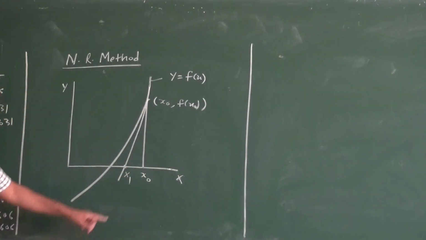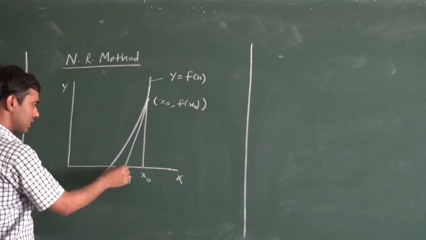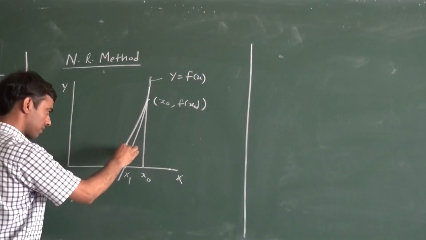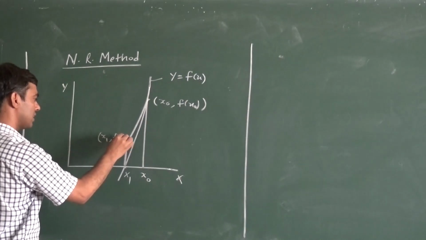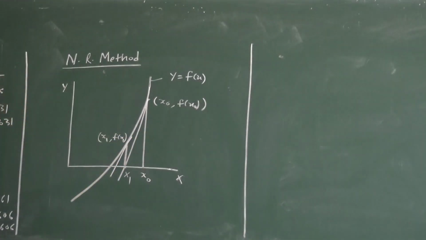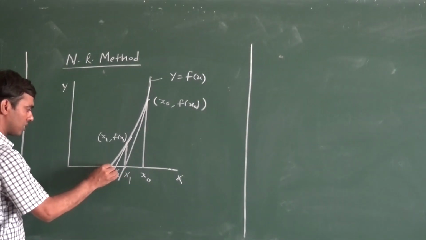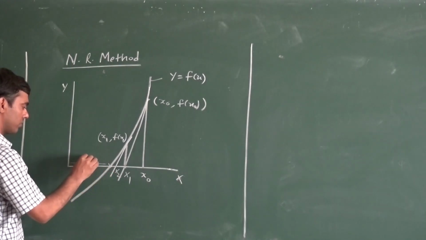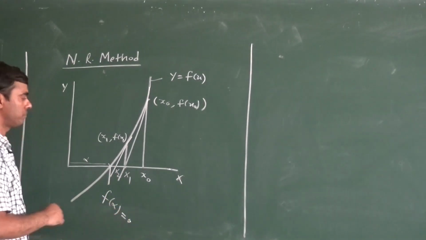This point of intersection with the x-axis is nothing but the first approximate value of our root. At this point again we find the value of the function and write the coordinate of this point, x1, f of x1, and again draw the tangent at this point. So we find the second approximate root. This one is our actual root, alpha. Alpha is our actual root, and the value of f of alpha is obviously equal to 0.